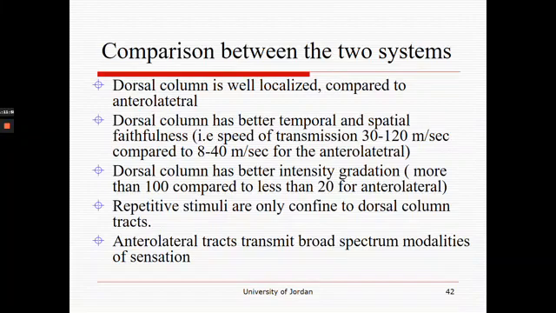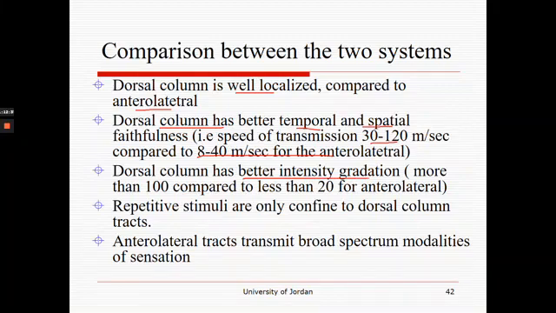Comparison between the two systems. The dorsal column is well localized compared to the anterior lateral, which is poorly localized. The dorsal system has better temporal, time, and spatial faithfulness or orientation. Because why? Because it transmits at very high speed, 130 to 120. On the other hand, the anterior lateral has a very low level of temporal and spatial orientation. The dorsal column has better intensity grades.